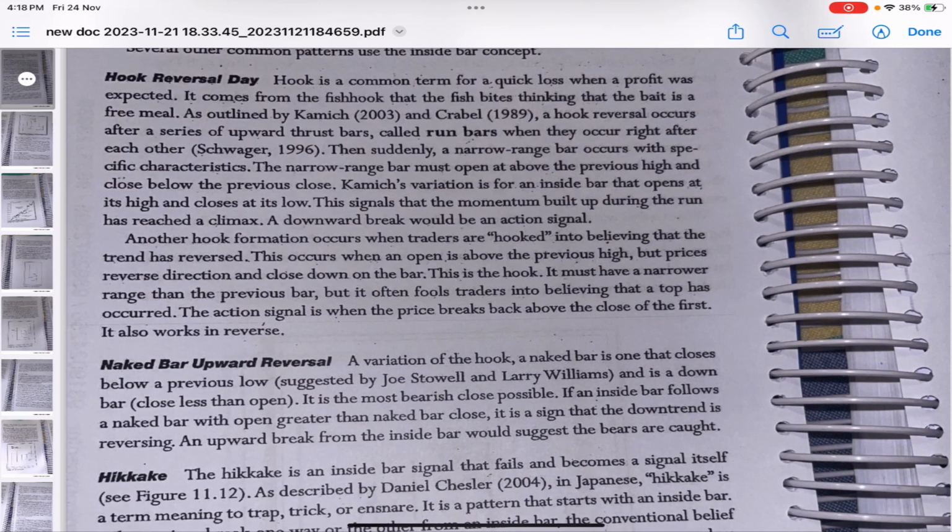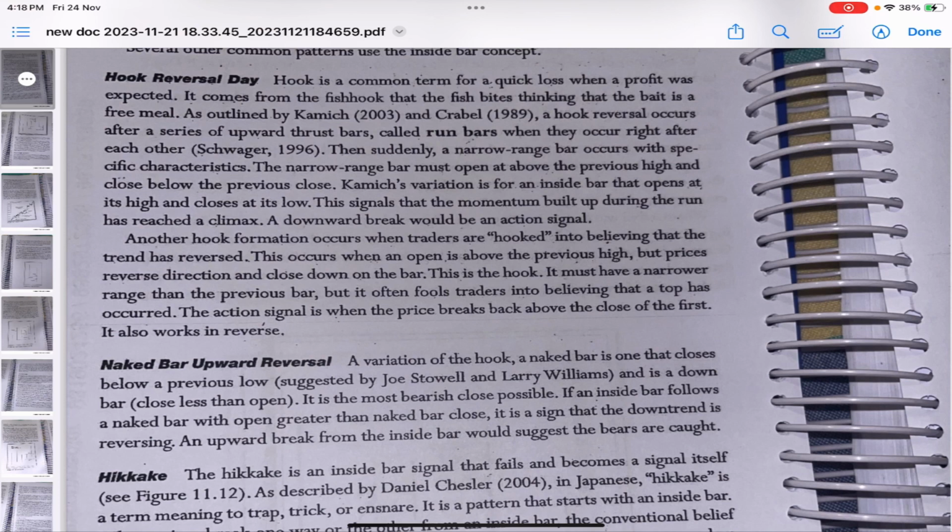Now we come to something known as a hook reversal day. What exactly is a hook reversal day? If you can recall from the CMT level 1, we have discussed what a hook is. Hook is basically a common term for a quick loss when a profit was expected. It comes from the fish hook, where a fish bites thinking that the bait is a free meal.